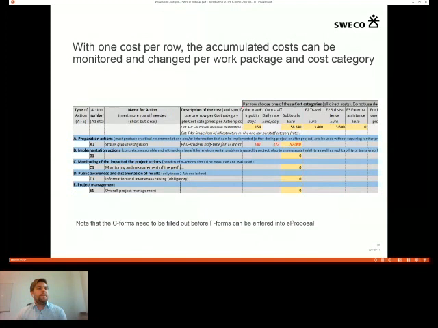And one note, which is that you have to start by filling up the different actions, and after that you can fill out the F forms. And on Thursday we will be speaking more about the C forms, the project actions, and after that you will be able to enter the F forms too.